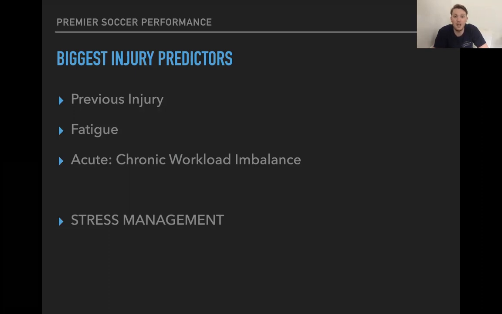Okay. And then the third piece is if there's an acute chronic workload imbalance, and we're going to get into that at the very end of this module. But know that it is a very high predictor of injury. Okay. And basically, what this all means is it comes down to stress management. How well do your athletes handle stress and handle load?